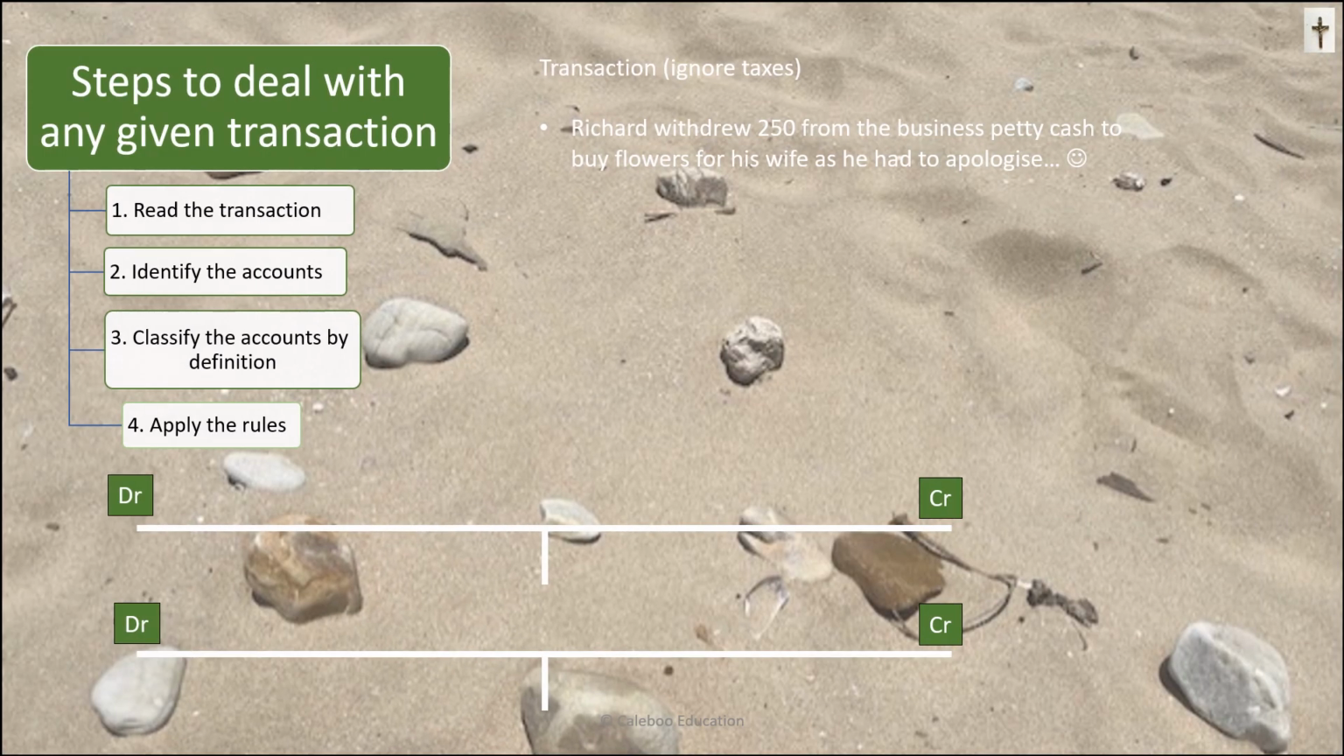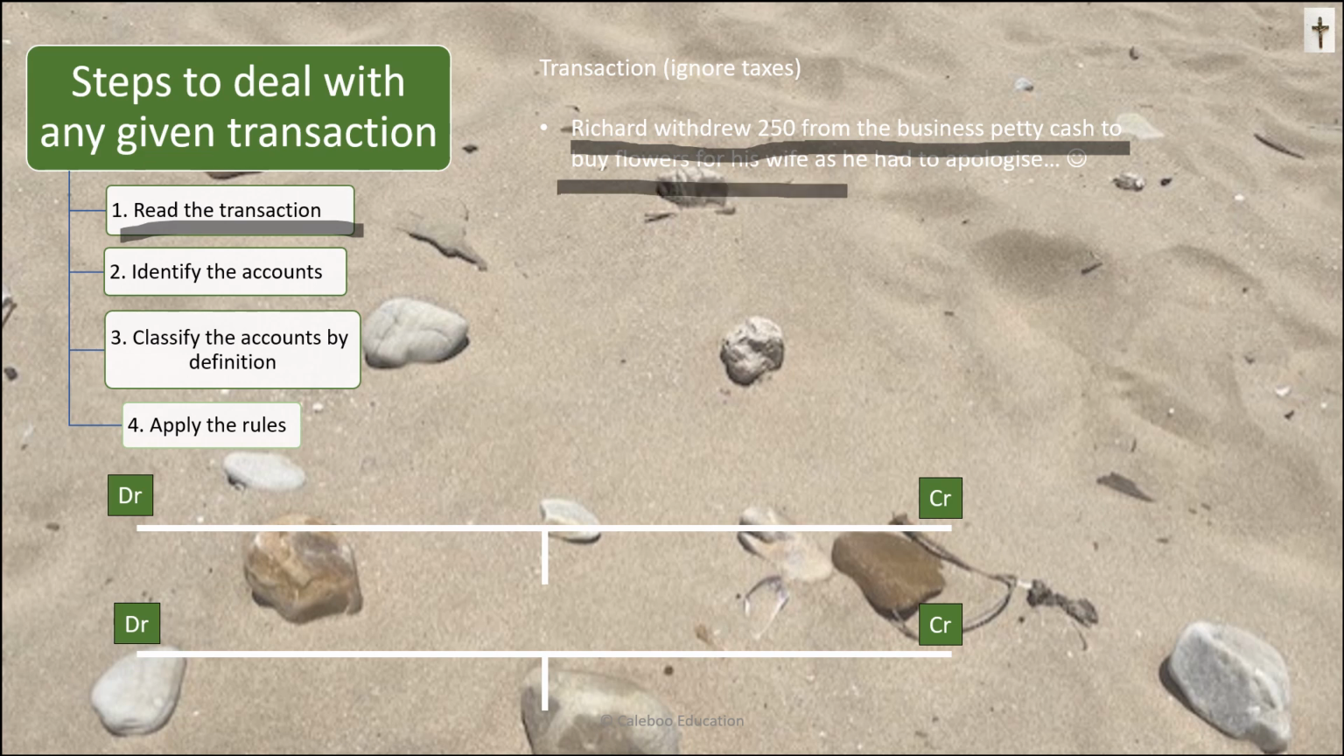Okay, let's tackle this next transaction. Steps: read the transaction. Richard, the owner, withdrew 250 Rand from the business petty cash to buy flowers for his wife, as he had to apologize for, you can complete the sentence, the transaction. So the owner of the sole proprietorship has taken 250 Rand from the petty cash. So we read the transaction.